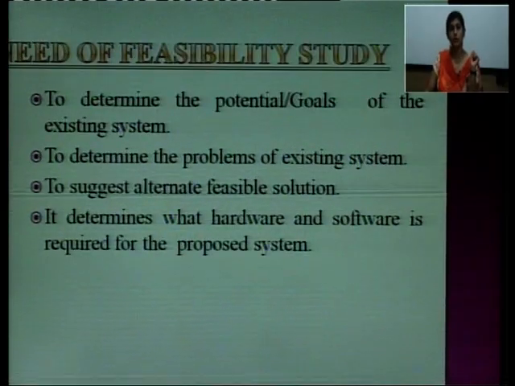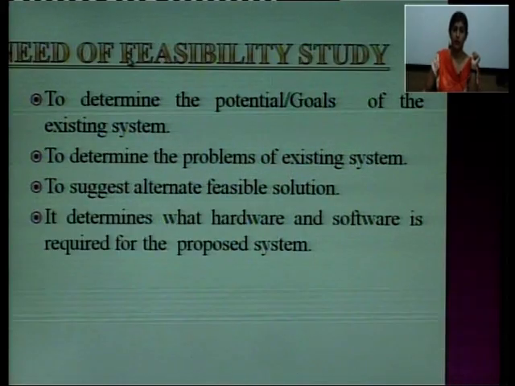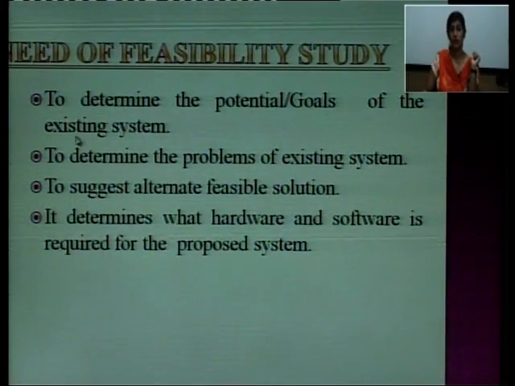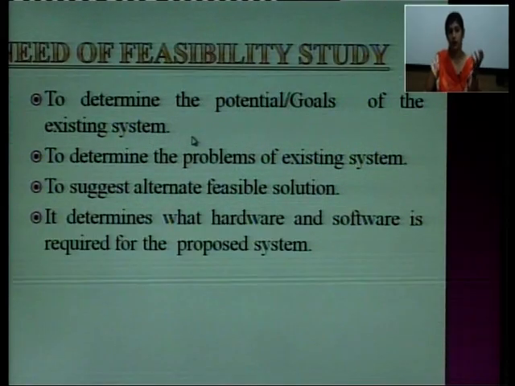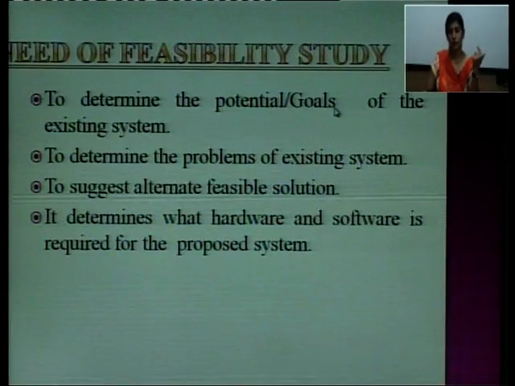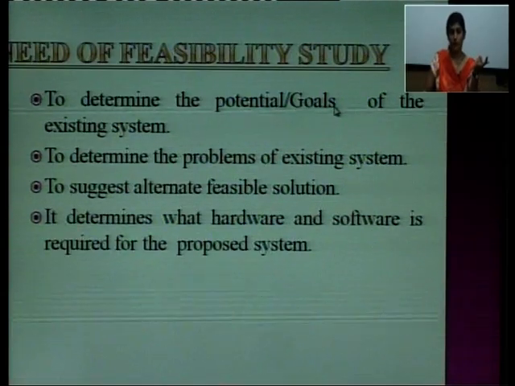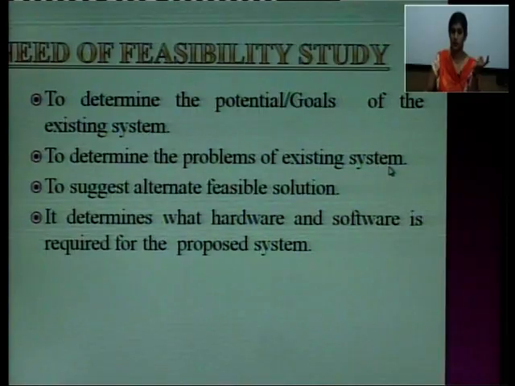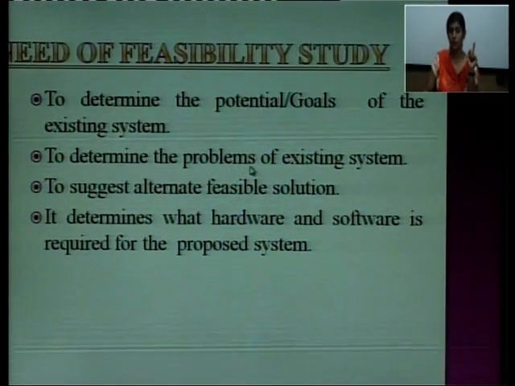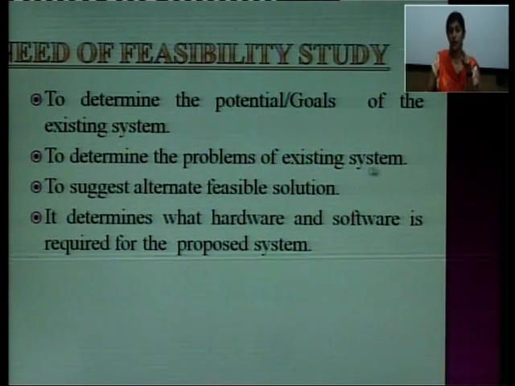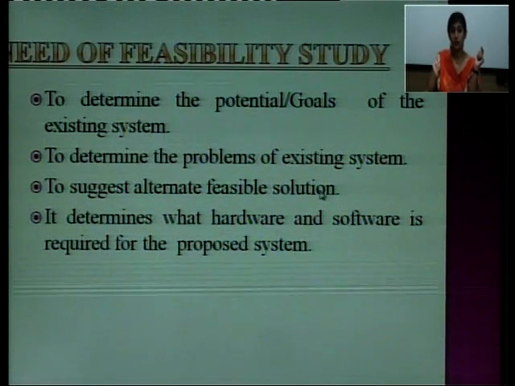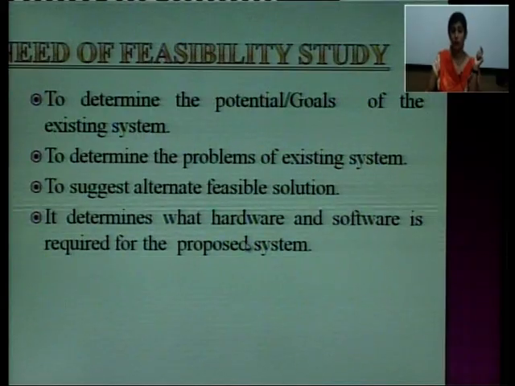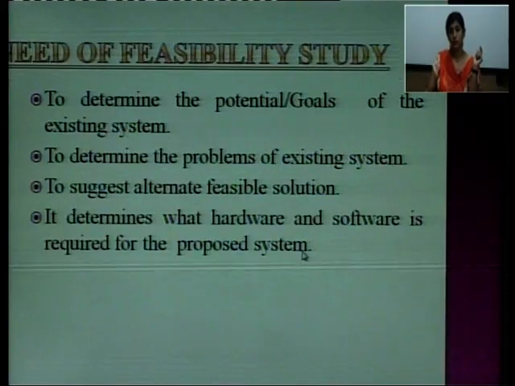Now next is the need of the feasibility study. To determine the potential goals of the existing system, means that the project or product you are preparing is potential and you are fulfilling the goals of the users. To determine the problems of the existing system, you can determine the problems at the time of support or maintenance in the existing systems, to suggest alternate feasible solutions, and to determine what hardware and software is required for the proposed system. Clear?